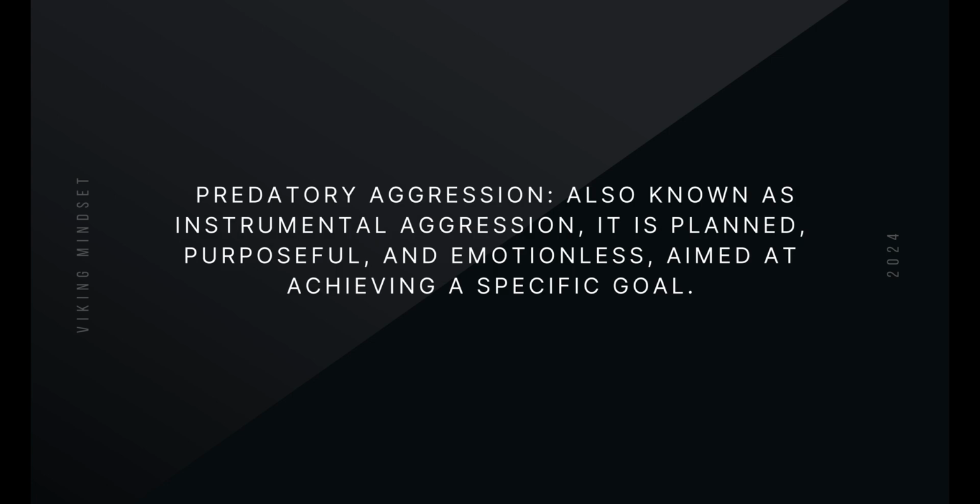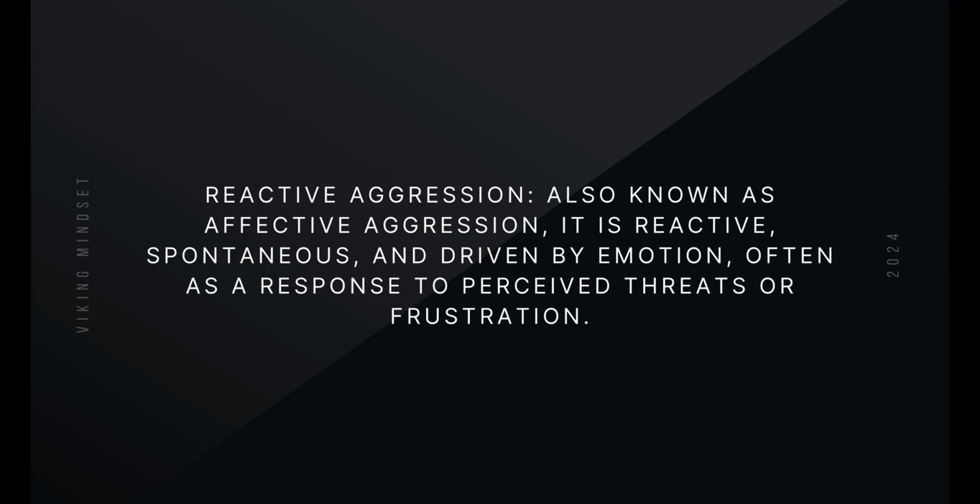Predatory aggression, also known as instrumental aggression. It's planned, purposeful, and emotionless, aimed at achieving a specific goal. Reactive aggression, also known as affective or impulsive aggression. It is reactive, spontaneous, and driven by emotion, often as a response to a perceived threat or frustration.